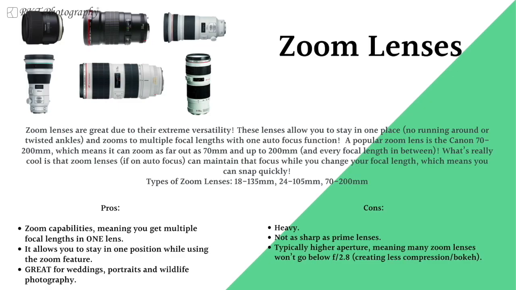First, they are very heavy in nature and not as sharp as prime lenses. They typically have a higher aperture, which means many zoom lenses won't go below f/2.8. So they have some limitation in creating a compression or a bokeh effect.